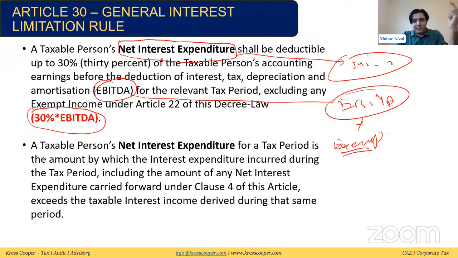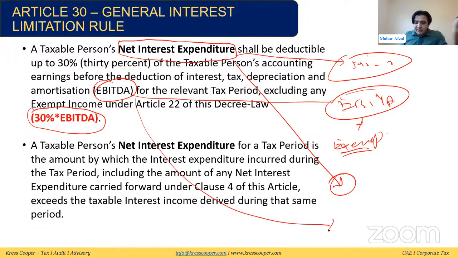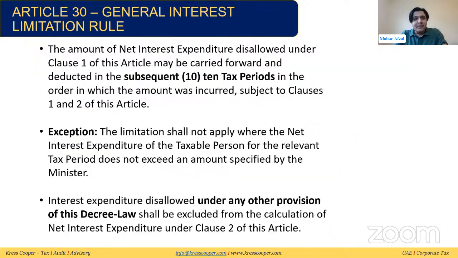So two things are very important. While calculating net interest, we should not consider any interest expense or any interest income related to exempt income. Second, while calculating EBITDA, we should not consider any exempt income. So for EBITDA as well as net interest, the direct or indirect impact of exempt income will not be part of these two elements. Then they say the amount of net expenditure disallowed can be carried forward for a further period of 10 tax periods. We have already discussed this.